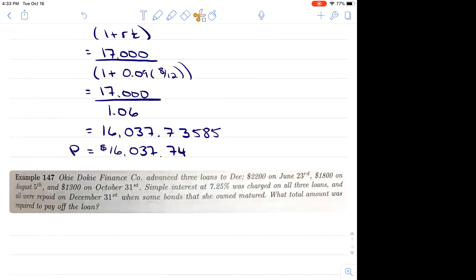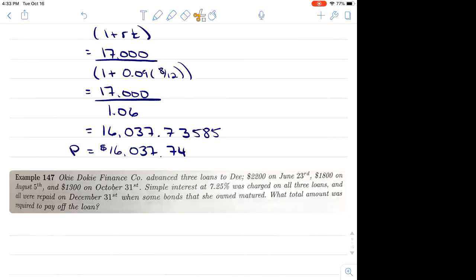Okay, I feel a timeline coming on, just to keep these things straight. So simple interest at 7.25% was charged on all 3 loans. Later on, we might not have the same interest rate for all of these, so keep your eyes out for that. All were repaid on December 31st, when some bonds that she owned matured. I like that they have to justify how she paid them off. What total amount was required to pay off the loan?